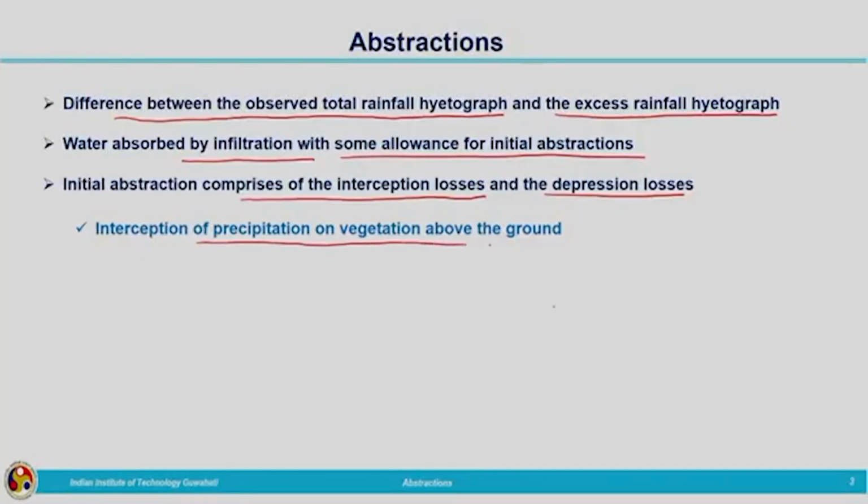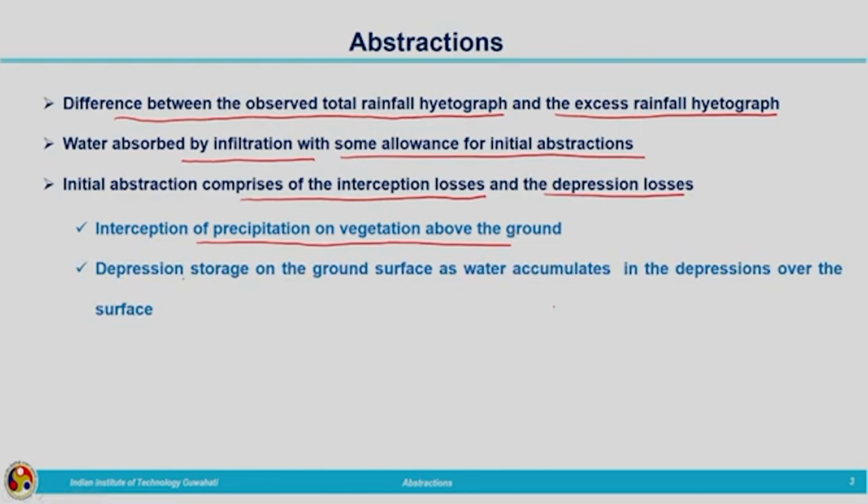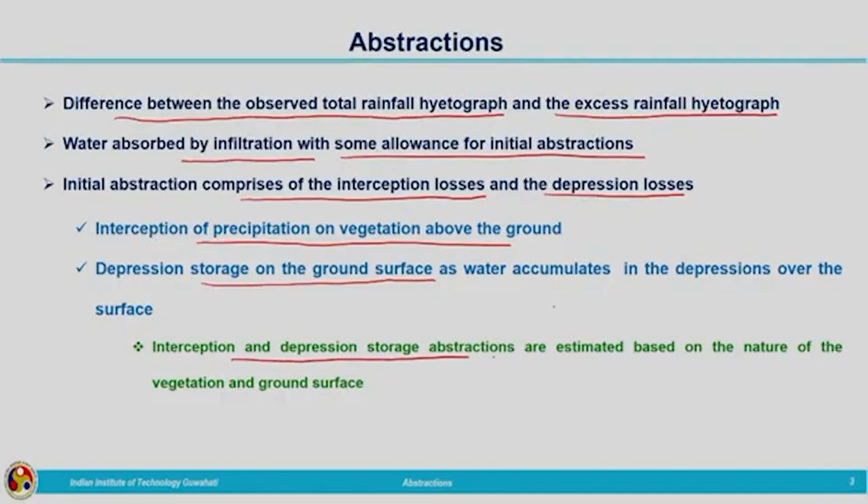Interception of precipitation on vegetation and also water storage in the depressions present on the ground surface. These together, that is the interception of precipitation on the vegetation and the water stored in surface depressions, are termed initial abstractions. Interception and depression storage abstractions are estimated based on the nature of the vegetation and ground surface. Sometimes during heavy storms, we may not consider these initial abstractions, which include the interception storage and the depression storage.